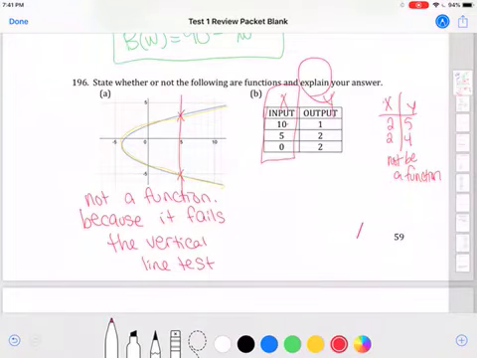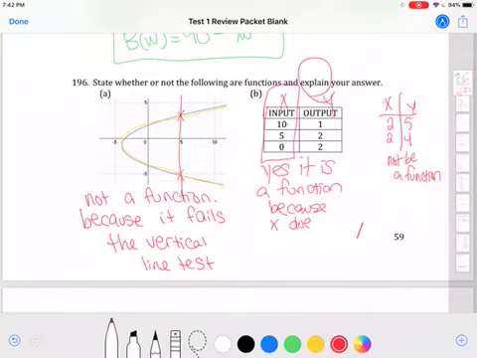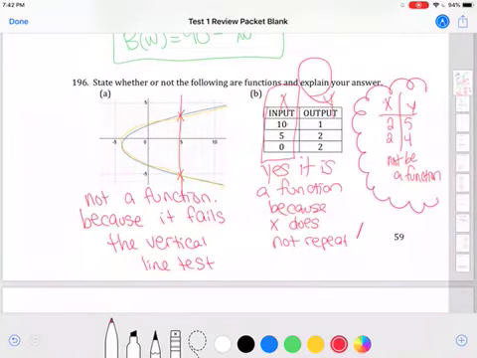But because X is not repeating over here, that means yes, it is a function because X does not repeat. Okay, so this is just an extra example over here. Don't worry about that one in terms of this specific part B. I just wanted to show you what a table would look like if it was not a function.